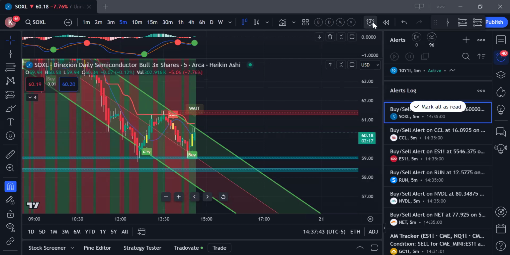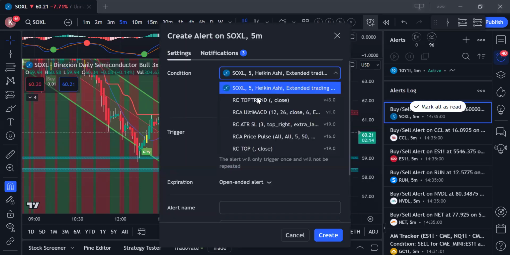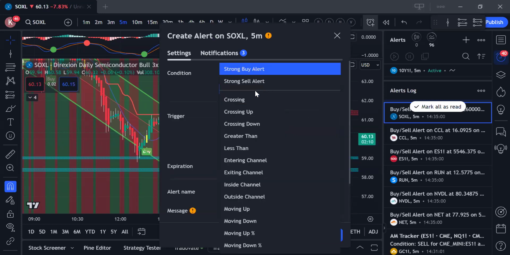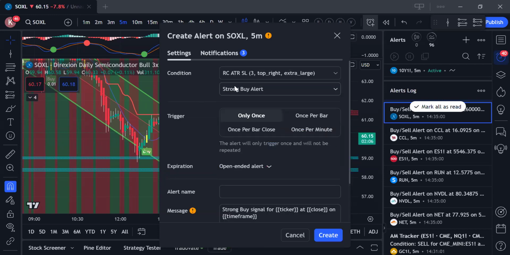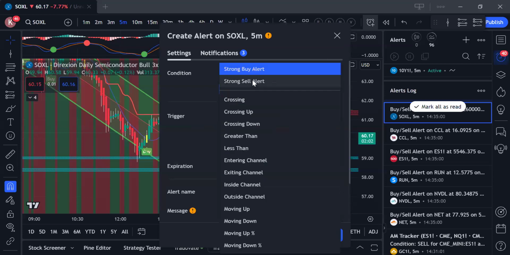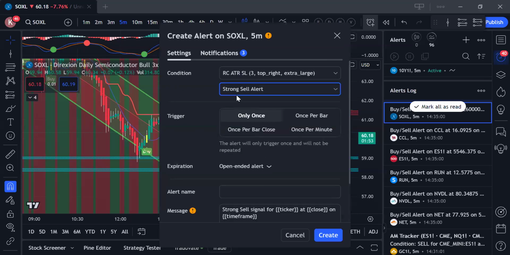So you have to click on the alert. You have to select this RCATRSL. Then you have strong buy, strong sell. Because it is not only looking at the price action, it is also looking at a lot of other factors. So you may get in a little late, but only when everything is satisfied will it tell you to go and buy.